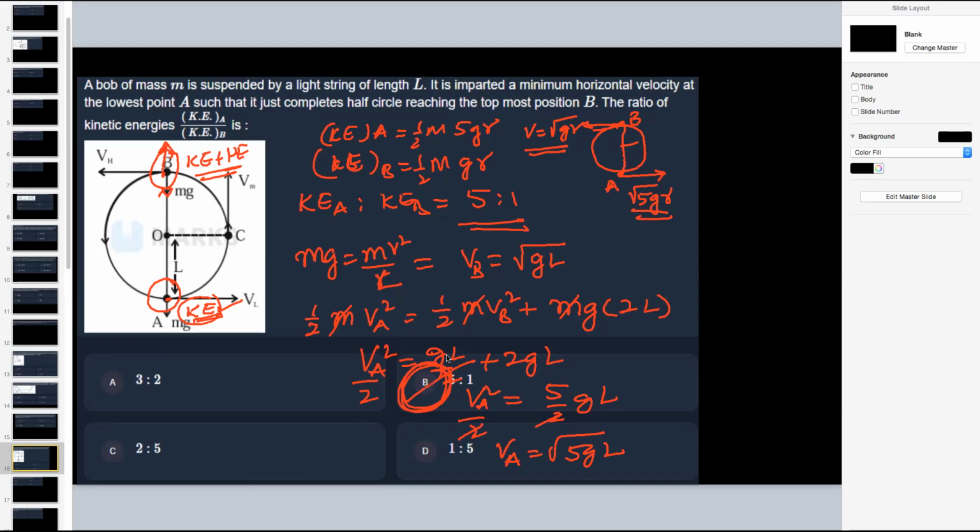5:1. Is it asked A to B? Yes. A to B means 5:1. B to A means 1:5. When we are answering these questions, be very careful: is it A to B or B to A? Sometimes we make mistakes related to this only. Okay, we go for the next problem.